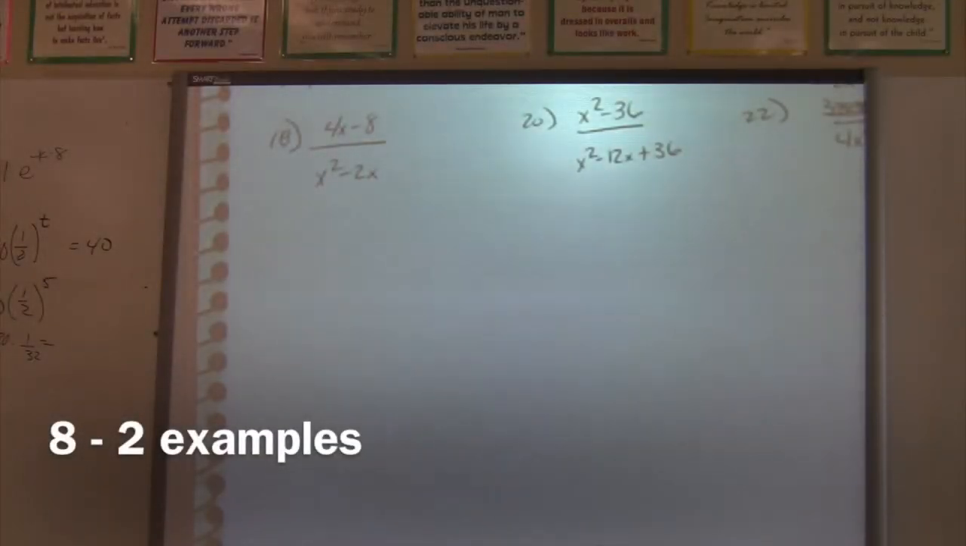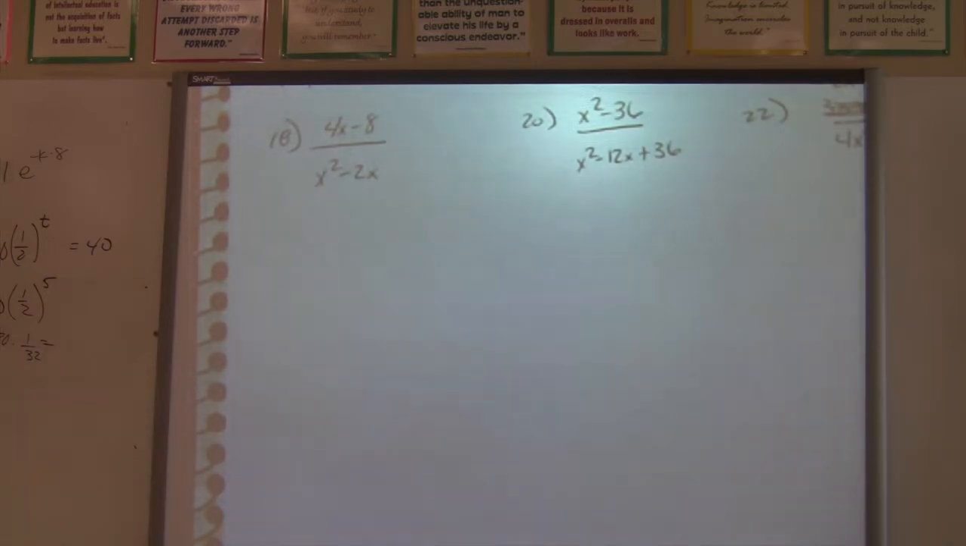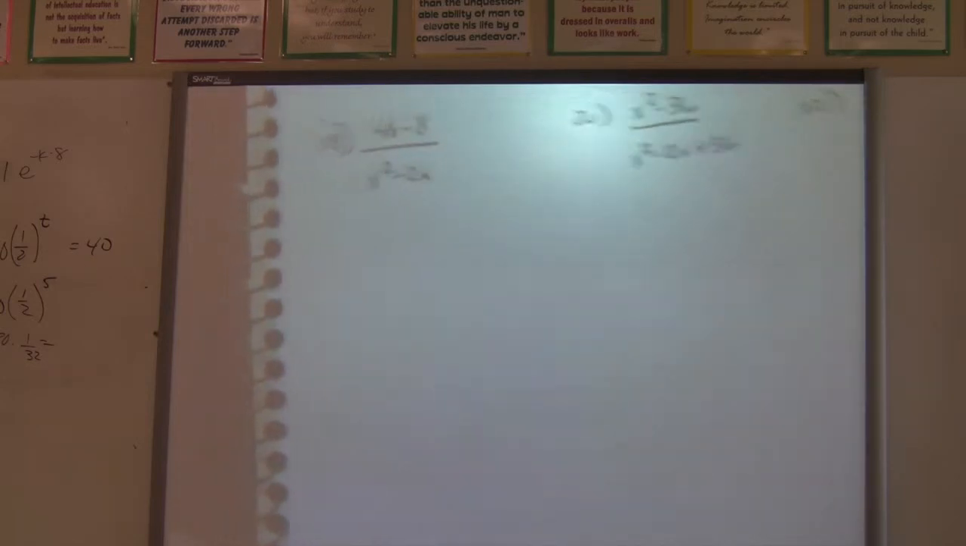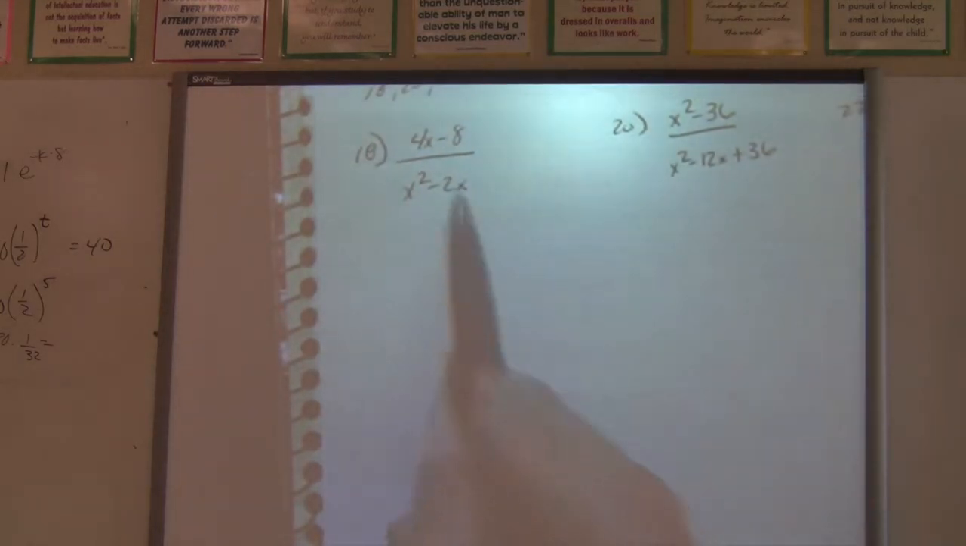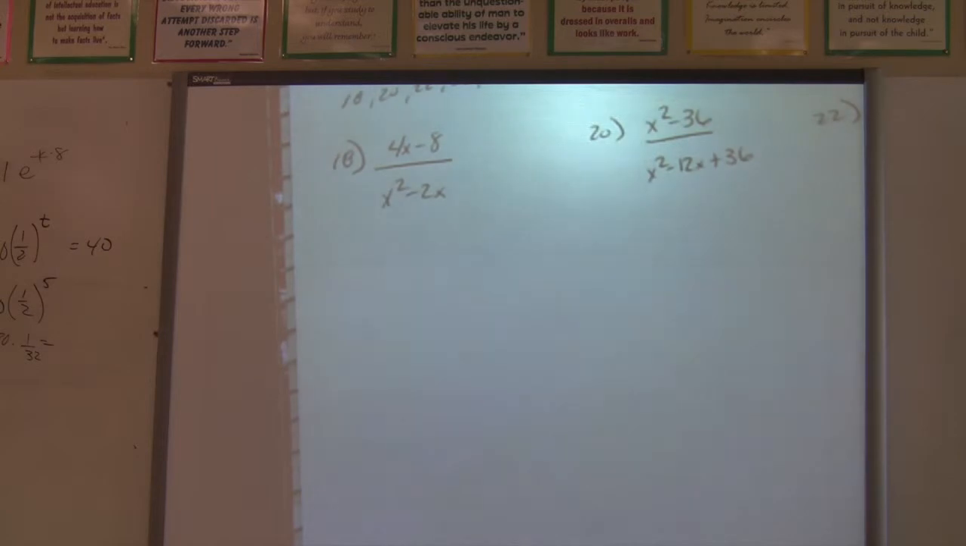Alright, these are examples from 8-2, and so I'm going to go through these. I'll explain each step, and hopefully this will help you. So when you look at number 18, it says 4x minus 8 divided by x squared minus 2x. So remember, the first thing we want to do is factor the numerators and denominators.